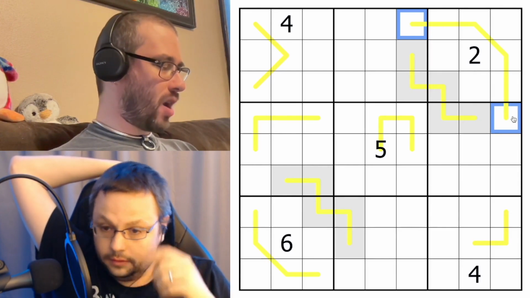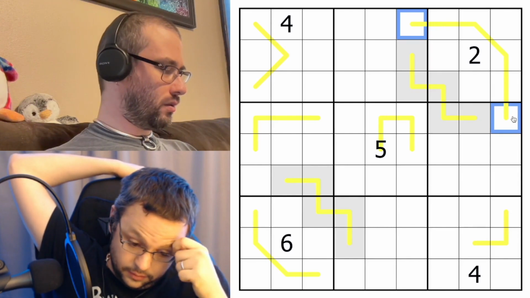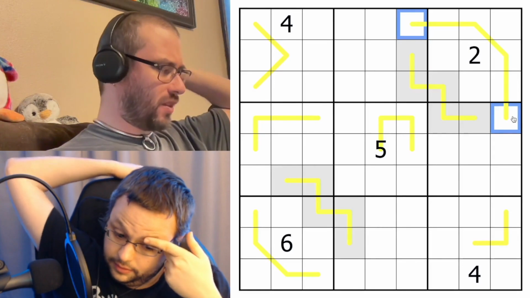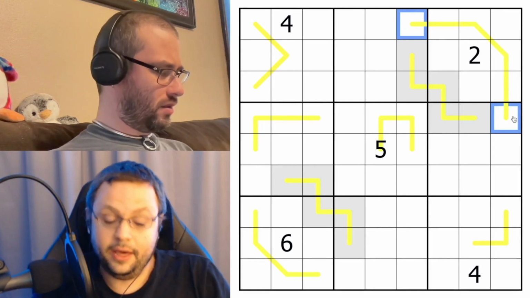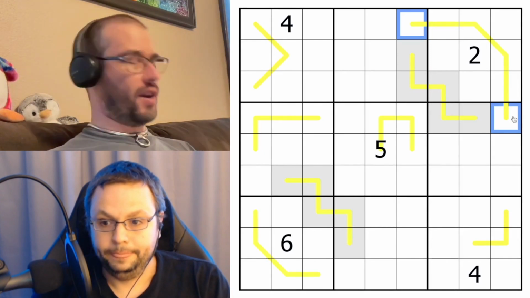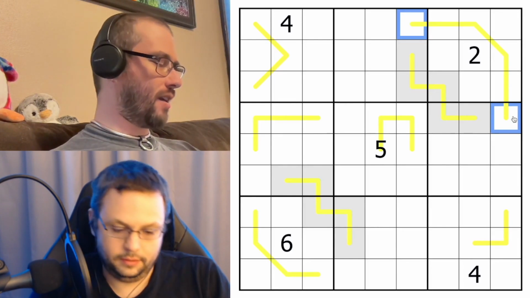So if it is a Renban, it must be a Kreska, and that seems hard. So yeah, it's not an error. But it just must be. Isn't that the only option left? I think the other option is that it's both a thermo and a between line. Right, right. Okay. So this is either a Renban Kreska or a thermo between line, and that's it.